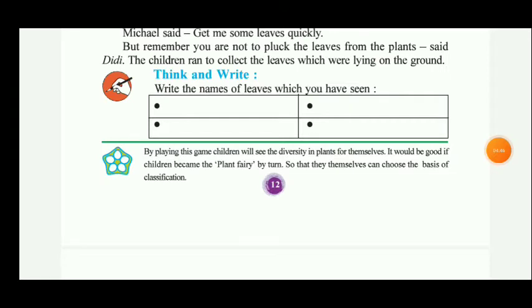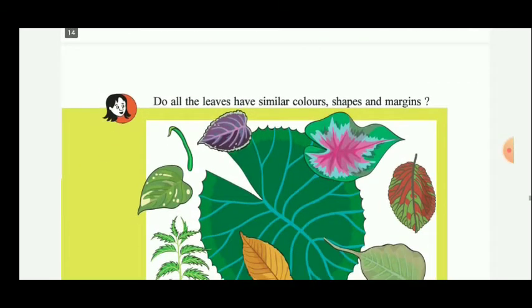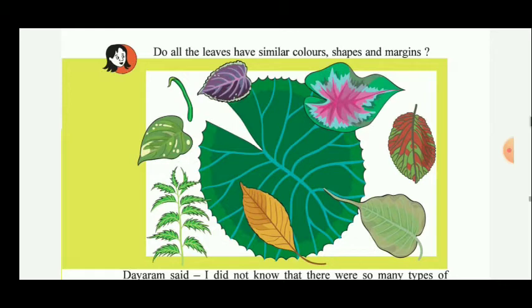Okay, so I think everybody has written the answers by seeing the PPT slide, right? Now let's see further. Now can you see the picture over here? Yes, this is the picture regarding the leaves, right? Now let's read the question: do all the leaves have similar colors, shapes and margins? राइट तो हमें ये क्वेश्चन पूछा गया है कि डू ऑल द लीव्स हैव सिमिलर कलर्स, शेप्स एंड मार्जिन्स?